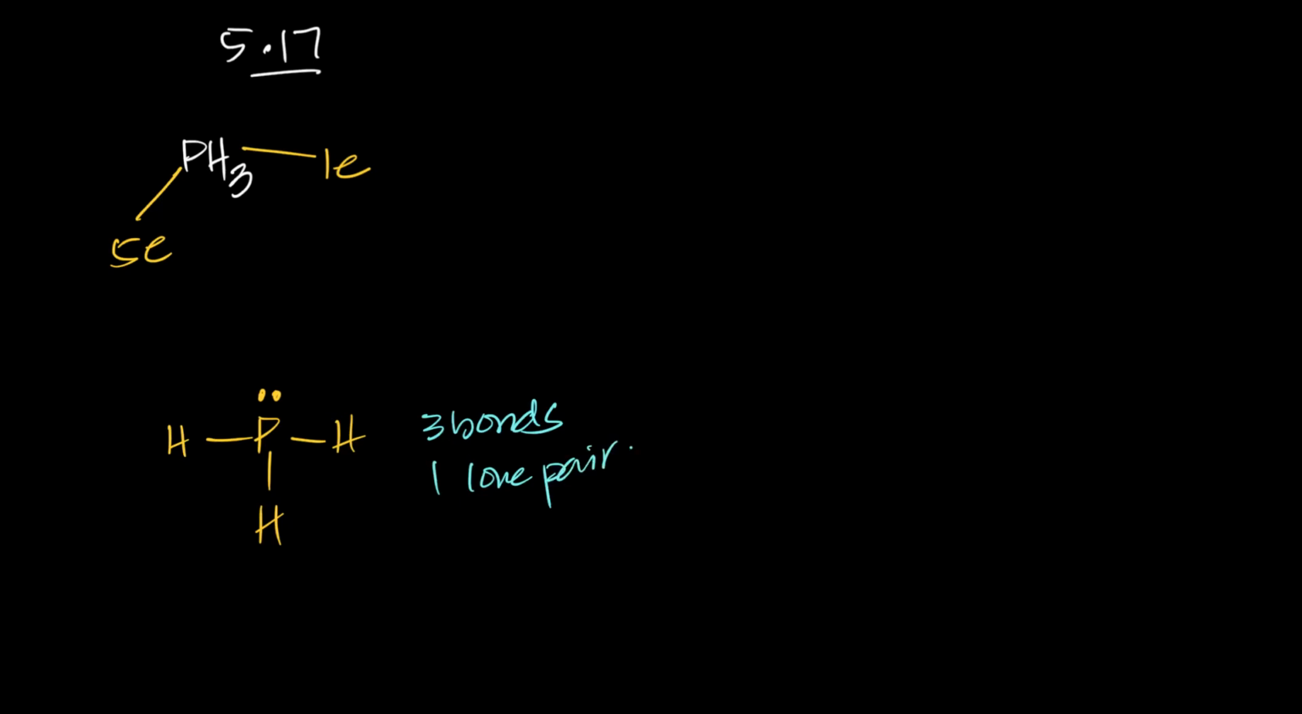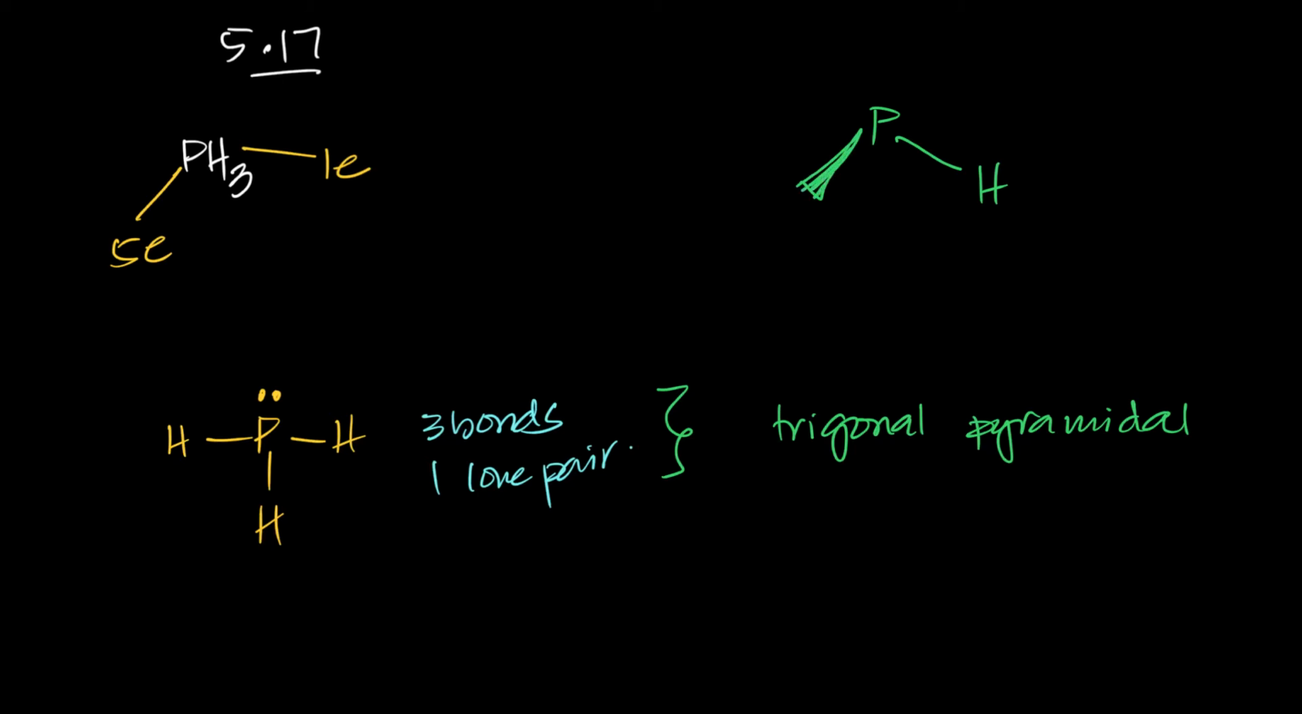And remember, when you're doing bonds, we're really just counting the sigma bonds. We'll discuss it when we come across a double bond later. But 3 bonds and 1 lone pair is trigonal pyramidal. And how would I draw this? The shape would be phosphorus, and on one side is hydrogen going down, and one in front of the board, and one behind the board.